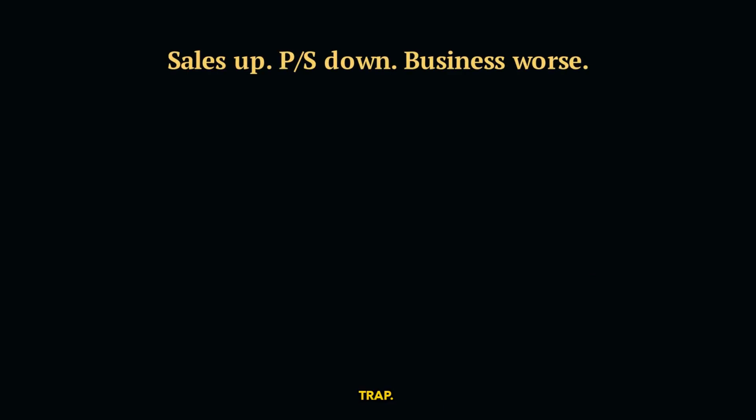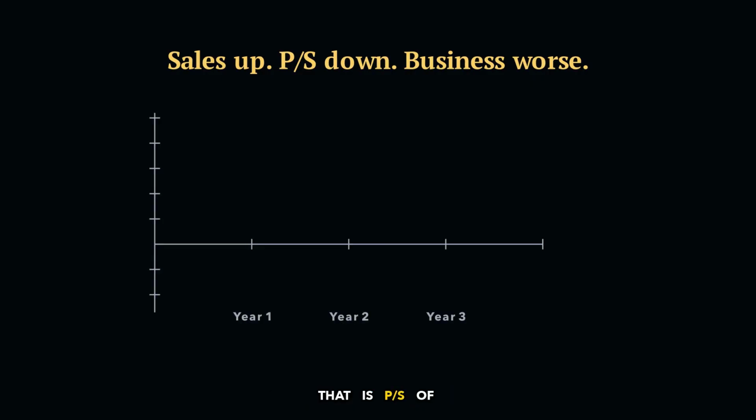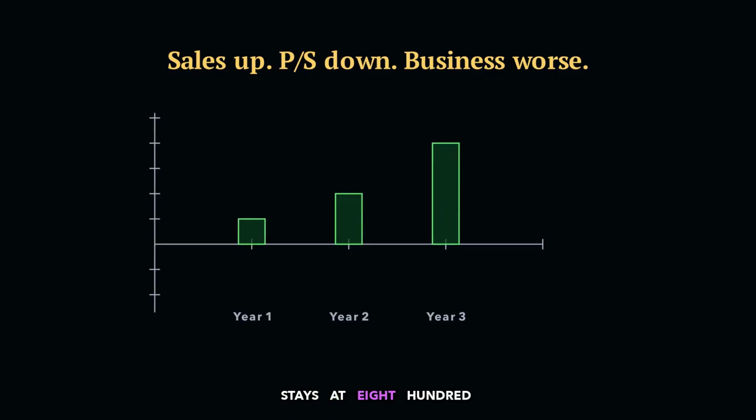Here is the first trap. A company has $100 of sales. The market values it at $800. That is PS of 8. Next year, sales double to $200. If the market value stays at $800, PS falls to 4. The year after that, sales double again to $400.